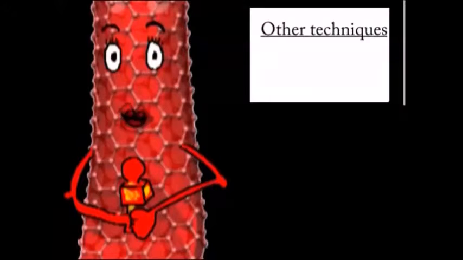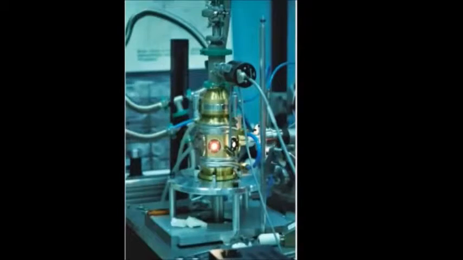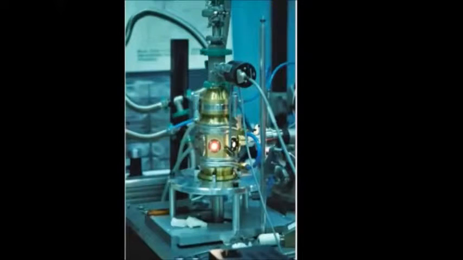Arc discharge and CVD are the most common techniques, but there are others, like laser ablation. In this technique, a laser is used to vaporize the carbon atoms from a graphite target. Laser ablation normally produces single-walled nanotubes.